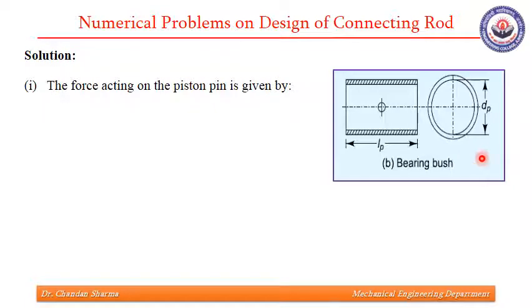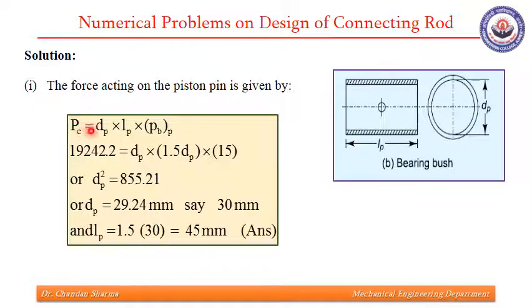Now, this is the piston pin, and we are supposed to find the length of the pin and the diameter of the pin. We know full well that the force acting on the piston pin is given by PC equals the bearing area, the projected area, dP into LP, into the bearing pressure for the piston pin. Putting the values of PC and, as given, LP by dP as 1.5, so LP will be 1.5 dP, and the bearing pressure for the piston pin is 15 megapascal. So the only unknown left in this equation is dP.